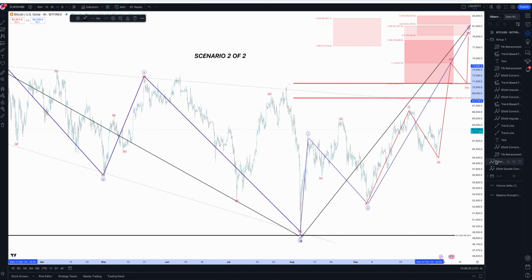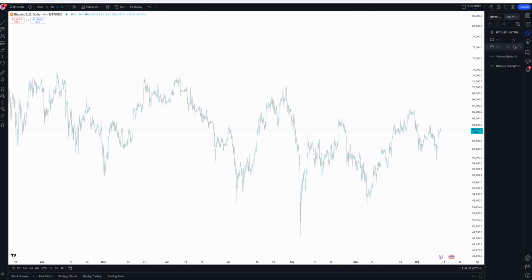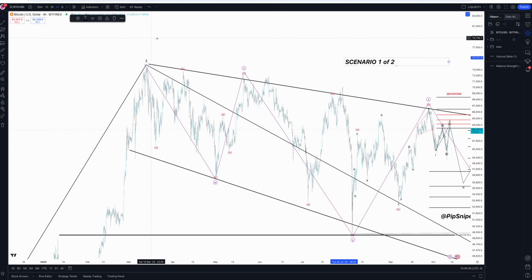Okay, so this is the bullish scenario over here. But before I get into that, I'm going to show you the bearish scenario first. So we'll first take a look at that. Okay, so this is the bearish scenario right over here.